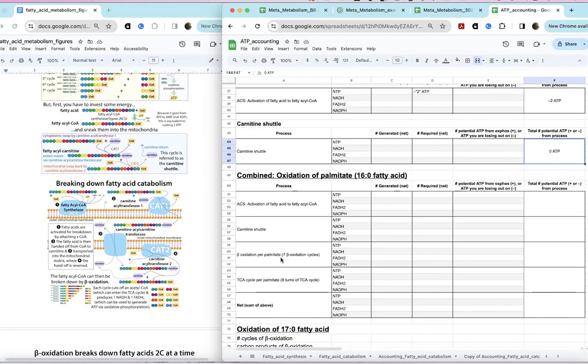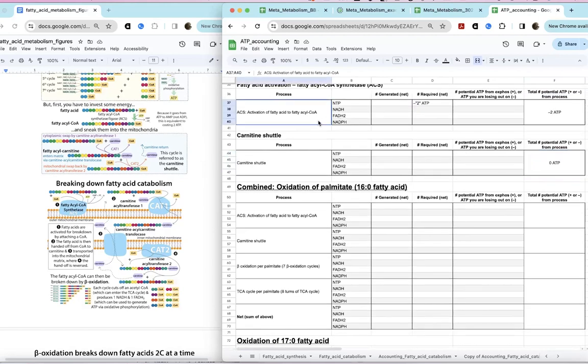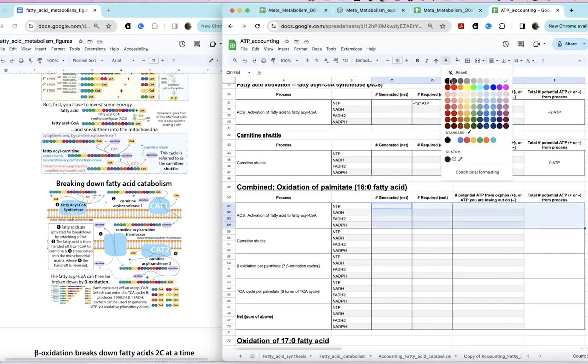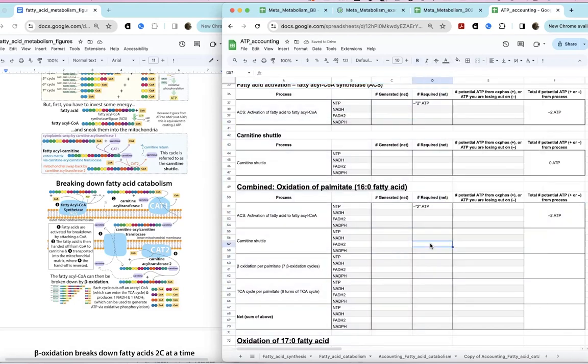Okay, so we've looked at all the steps, and now let's combine it. So we need to think about if we want to oxidize palmitate, the first thing that we need to do, so we're considering we have palmitate in our cytoplasm. How are we going to actually break it down? The first thing we saw was that we needed to activate it into a fatty acyl-CoA. So we're basically just going to do this step that we had up here. And so we could just copy and paste into here, or I have it pre-filled out. Basically, you're going to need 2 ATP for that step.